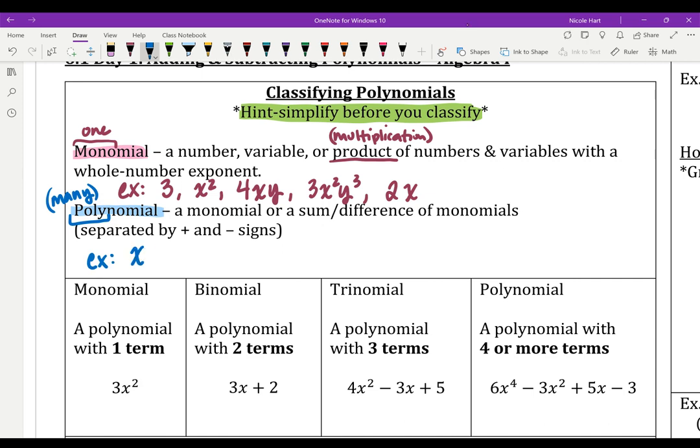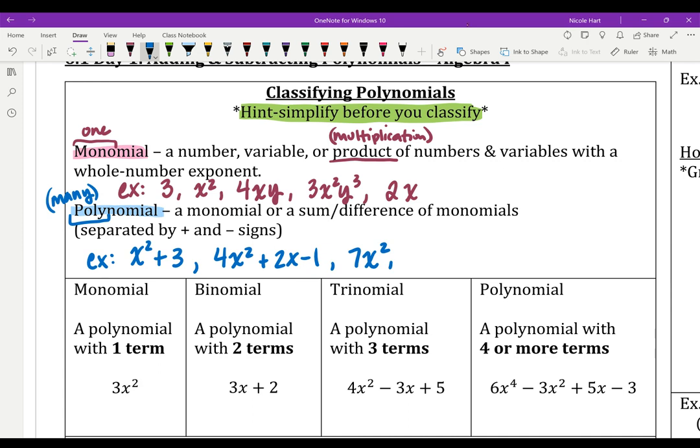So we could say x squared plus 3. There are two separate pieces. There's the x squared, and then there's the 3. Those are two separate pieces connected by addition, and so that is a polynomial. We could also do something like 4x squared plus 2x minus 1. We could make this have as many pieces as we would like. We could also just do something like 7x squared. That's a monomial, but still counts as a polynomial.